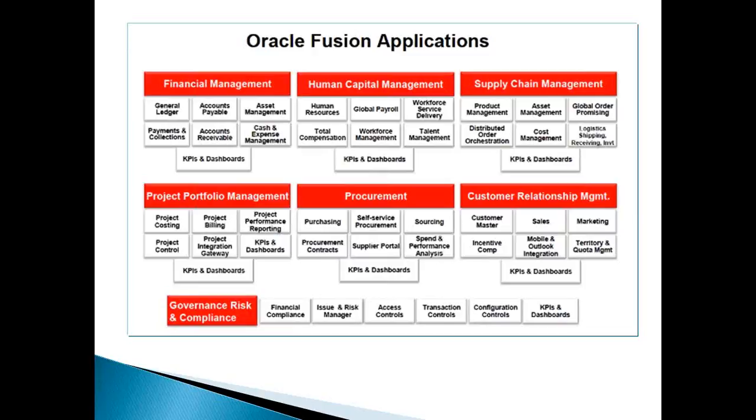So this is, as a kind of other capabilities, we have financial compliance, issue and risk manager, and access controls, which will be working in and out of the entire business operations, which comes under governance, risk and compliance, GRC. This is also a part of Fusion. Just here in this slide you can see hardly these six or seven offerings, product families, but we have many.